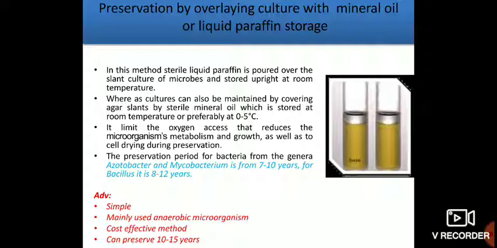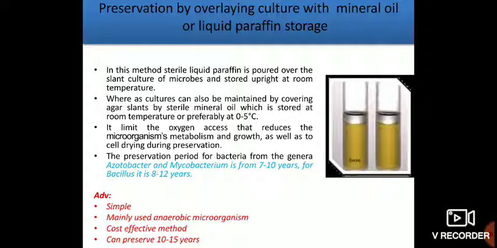We need to grow the microorganism in a tube. So you prepare a tube with agar, then inoculate the microorganism, grow it overnight, then pour mineral oil and store upright. That's what is mentioned. A culture can be maintained by covering the agar slant with sterile mineral oil, which can be stored at room temperature or preferably at 0 to 5 degrees Celsius.